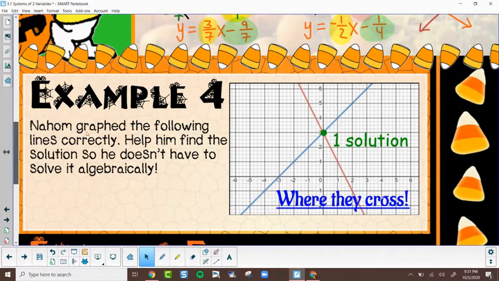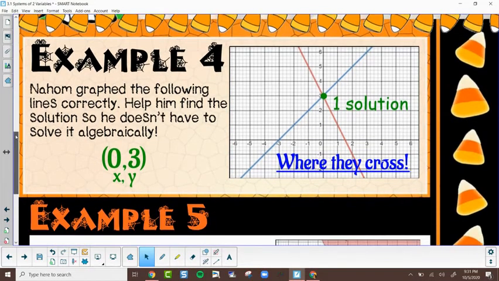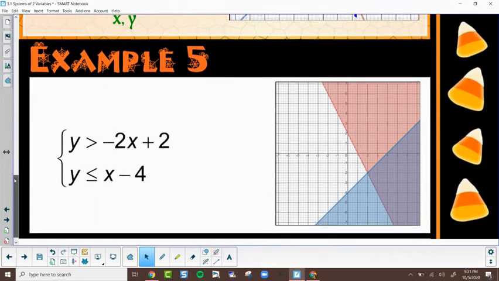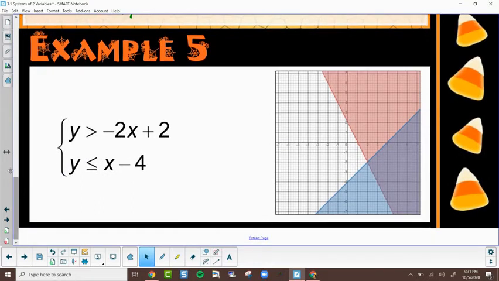This one happens to have one solution, and it's at 0, 3. I could plug that in, and it works for both. All right, we're going to try one more, which is going to be an inequality. All of these I want to talk about is how these got created.